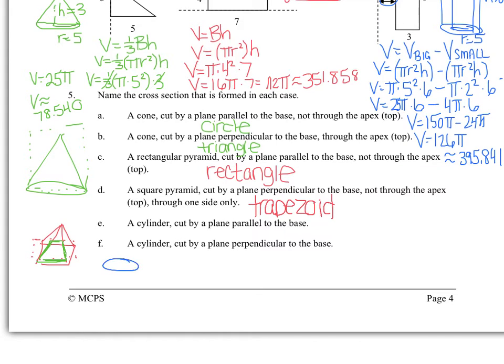All right, if we have a cylinder and it's cut by a plane parallel to the base, it's going to be the shape of the base, which is a circle. And if I have a cylinder cut by a plane perpendicular to the base, that's again like me taking a shape, slicing it through. I'm going to be left with a rectangle.